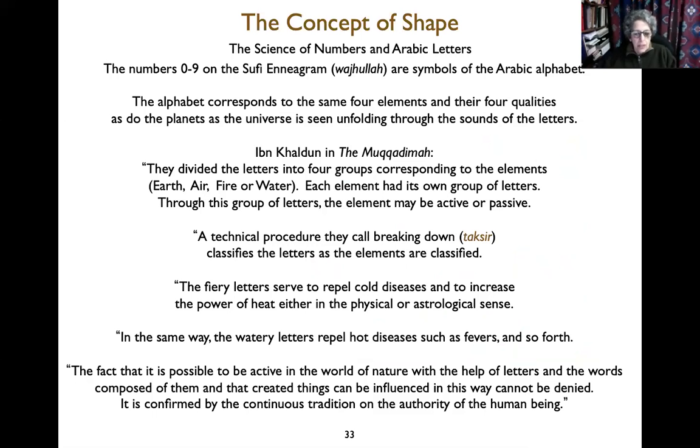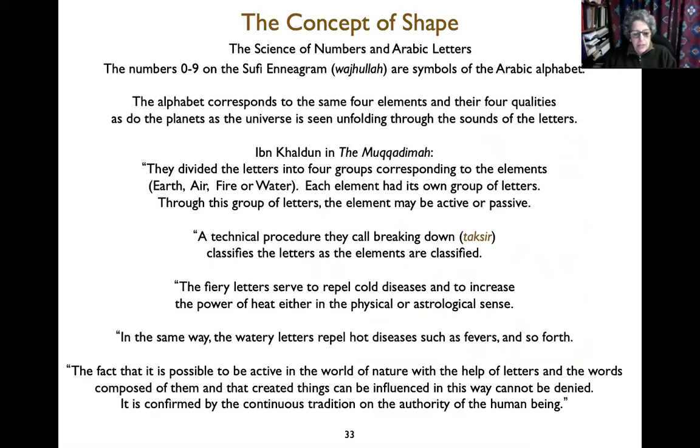Ibn Khaldun, in the Muqaddimah, talking about the Sufis, says that they divided the letters into 4 groups corresponding to the 4 elements: earth, air, fire, and water. Each element has its own group of letters. Through this group of letters, the element may be active or passive. So hot and cold are considered active, and wet and dry are considered passive. A technical procedure they call breaking down, or taksir, classifies the letters as the elements are classified.